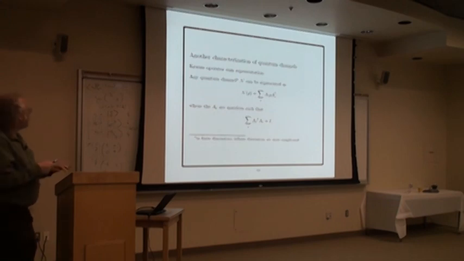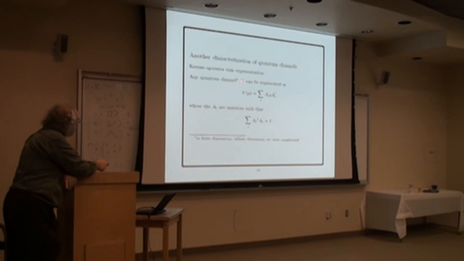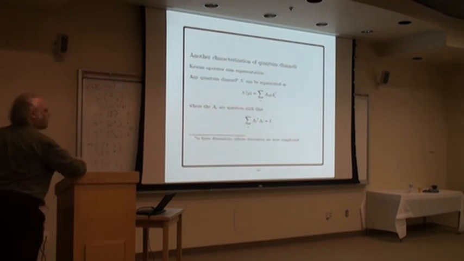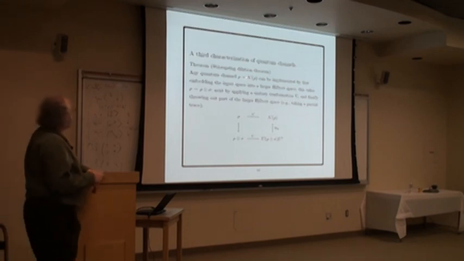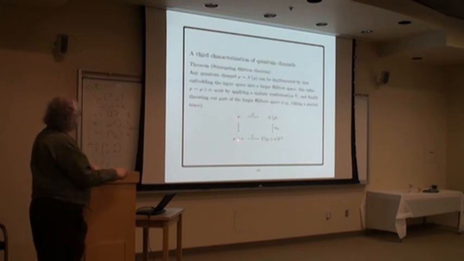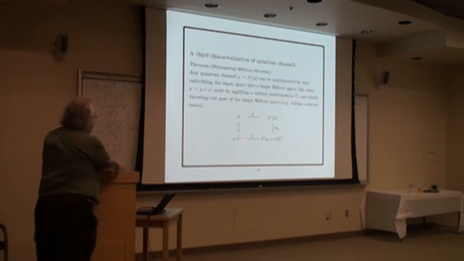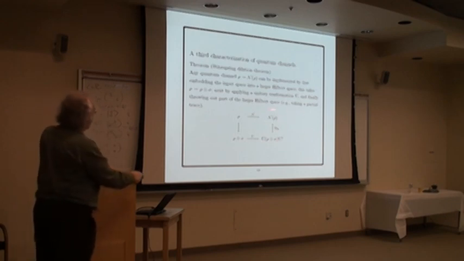So another characterization of quantum channels is the operator sum representation. Any quantum channel N can be represented as N of rho equals the summation over i of A sub i rho A sub i dagger, where the A sub i satisfy this criterion, which essentially means that the channel has to be trace preserving. And the third characterization is the Stinespring dilation theorem, which says any quantum channel can be viewed as first embedding the system into a larger Hilbert space by adjoining a Hilbert space with some fixed state, and then applying a unitary transformation to this larger Hilbert space, and then throwing away part of that Hilbert space. So you take a partial trace over this Hilbert space. You remember that corresponds to throwing out part of the Hilbert space to get the output of the channel.